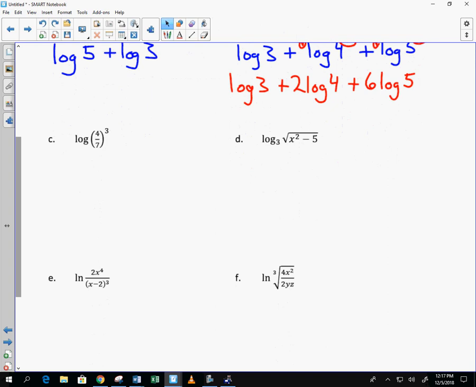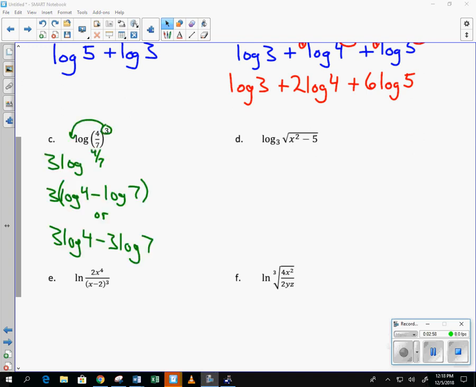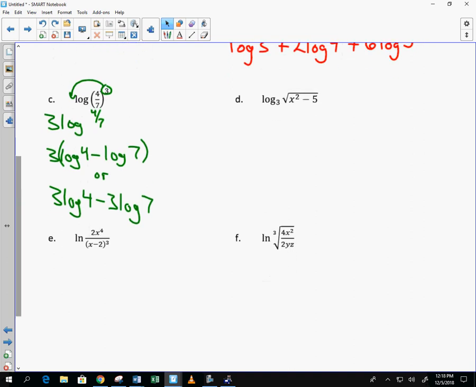Try the next one on your own. Talk to a partner. Check. There's a couple different answers you could come up with. Don't be afraid to make a mistake. Okay, I have the answer up here on the board. The first step is to move the 3 in front, and then it's the log of 4 over 7. So it's 3 times the log of 4 minus the log of 7, or 3 log of 4 minus 3 log of 7. Either way you have it.